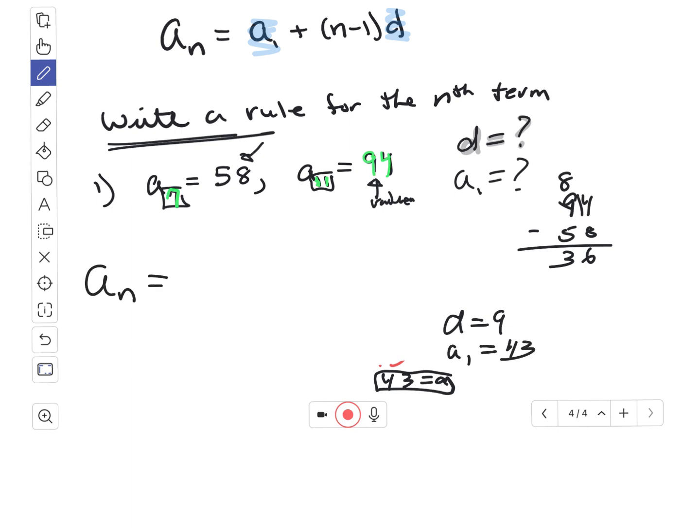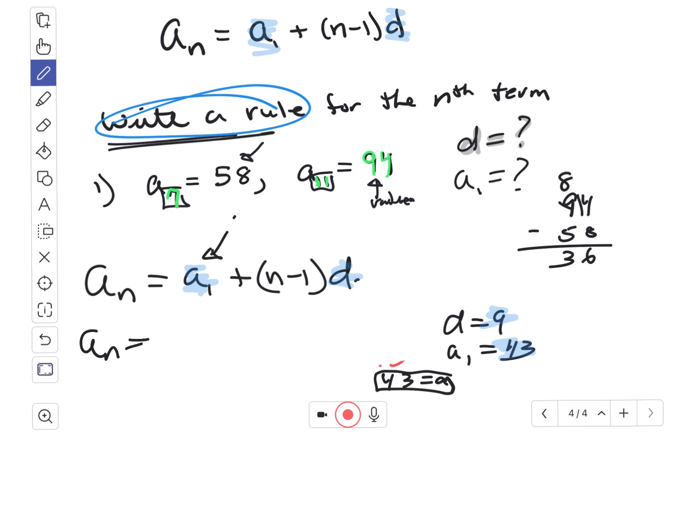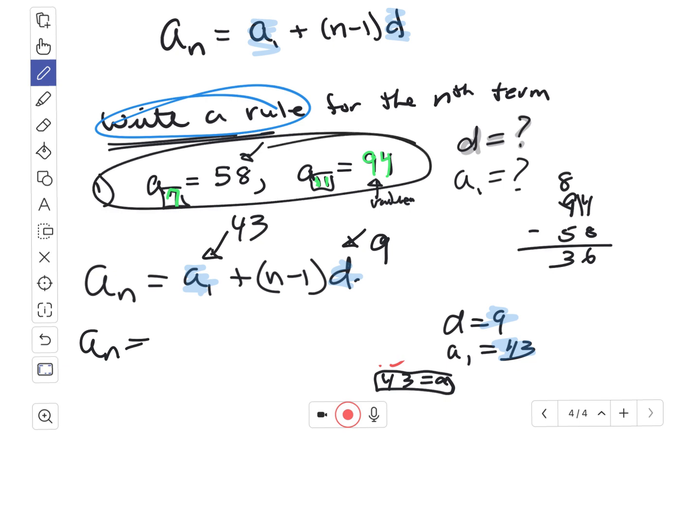So we can go back to the rule. And remember, when you're trying to find the rule, we just plug in a sub 1 and d, and we now know what a sub 1 and d are. So we can say the rule is, a sub 1 is 43, and d is 9. So again, we used this to create two equations. Once we had those two equations, we had a system. We solved the system by elimination so that we can get our d and our a sub 1. And now we can actually write the rule.